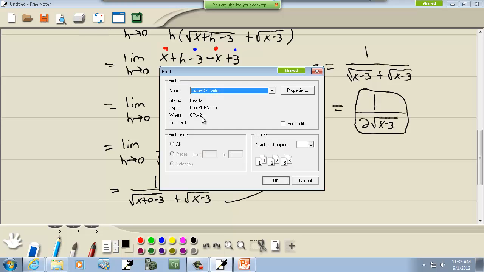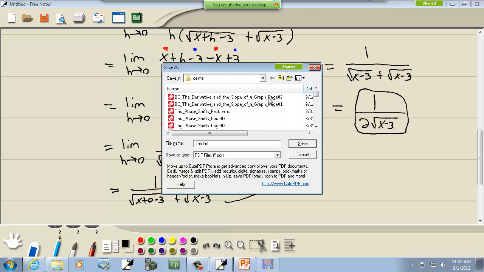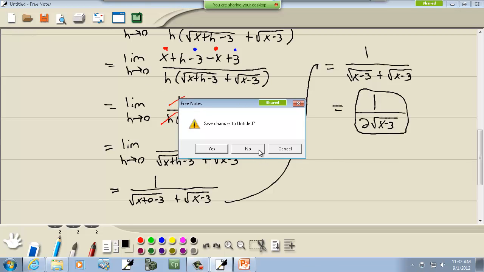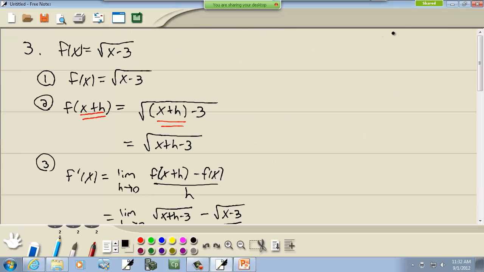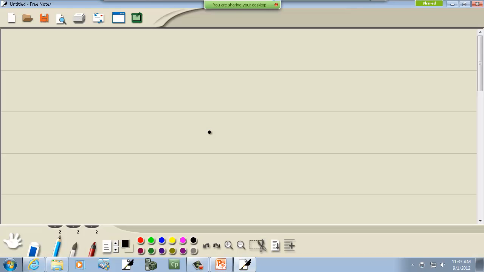So let me save that. Time for my tablet to blow up. Okay, there we go. I'll bring up another tablet. And let's look. I think this is the last. Yeah, that's the last one. Then we'll look at the next type.